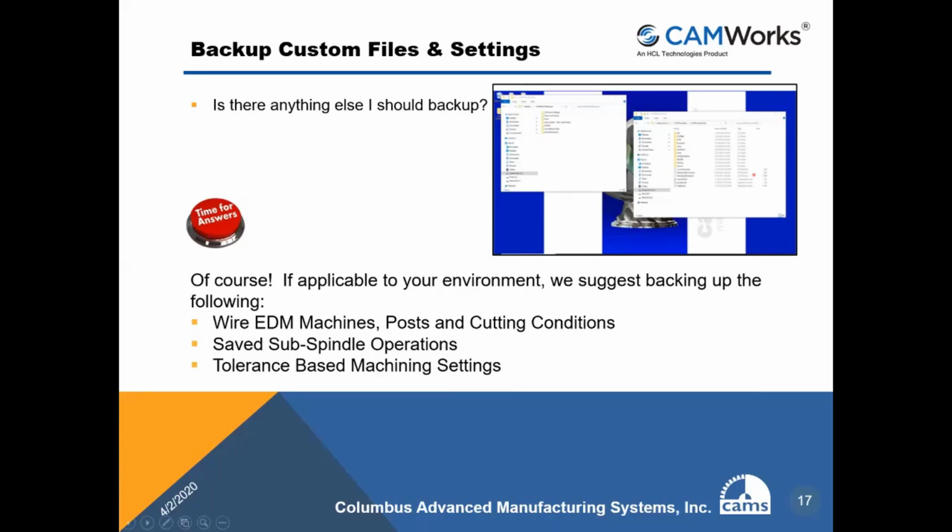Wire machines and posts and cutting conditions are all stored in different locations from that of the turn, mill, and mill turn stuff. So they're additional files. Save subspindle operations. If you've done that and you have a subspindle module on your license, you may have saved some subspindle operations. You can copy those and move them forward.